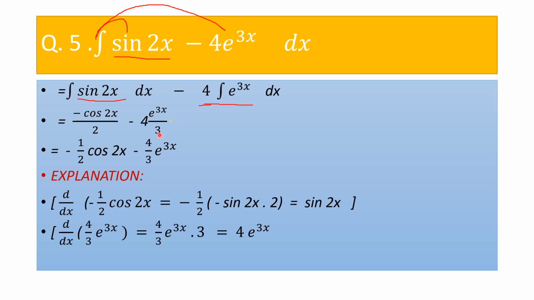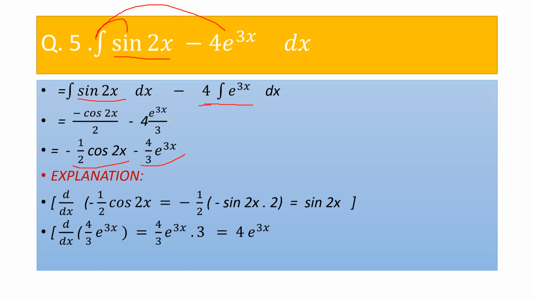On solving it further, you can write minus 1 upon 2 cos 2x minus 4 upon 3 e power 3x. This is the answer to your question. Now solving it from the derivative part, what is the derivative of minus 1 upon 2 cos 2x? I have picked this term from here.